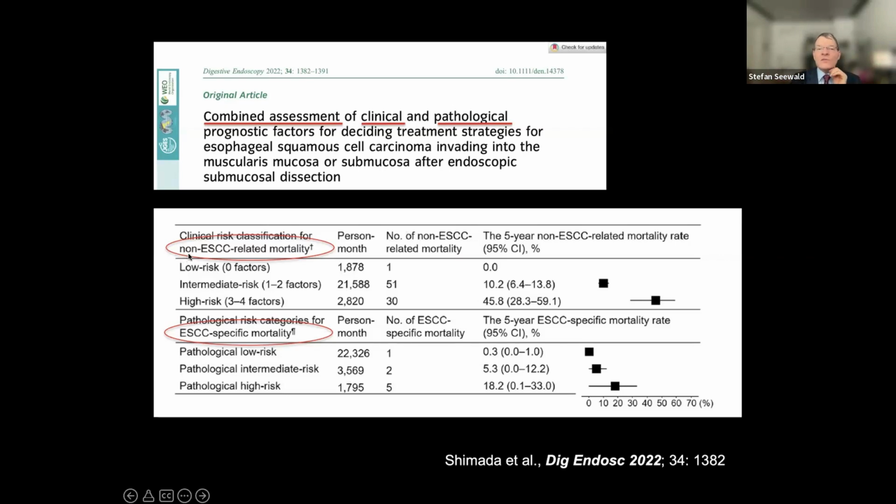They also look at the non-esophageal cancer-related mortality, and this shows that there are a lot of patients with 3 or 4 high-risk factors, and the 5-year non-esophageal cancer-related mortality is here almost 45%. That means we also have to take into consideration what to do with the patient: follow-up, chemoradiotherapy or surgery.